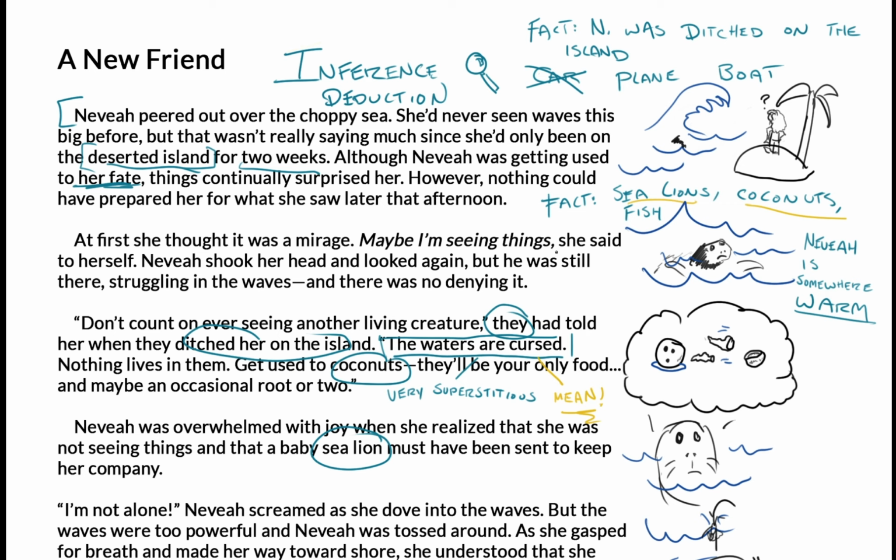So now you practice. Go through this story or one like it and try to make some deductions. Try to infer some information that isn't obvious from the text. Start with a fact, start with two facts, and then try to figure out what those facts tell you when you put them together. You can learn anything.